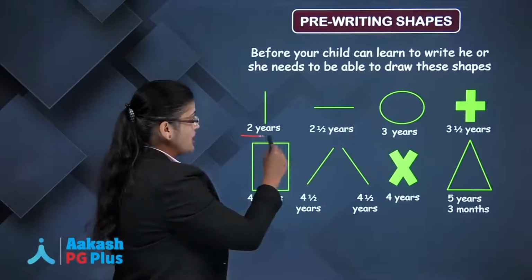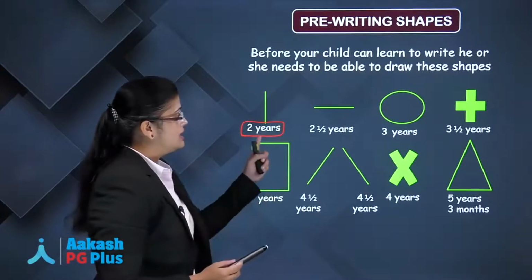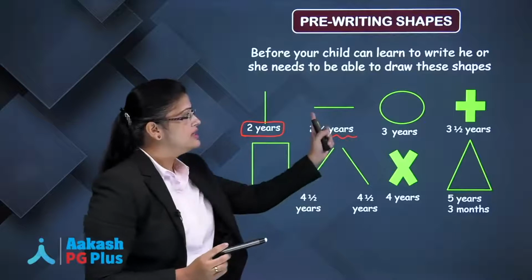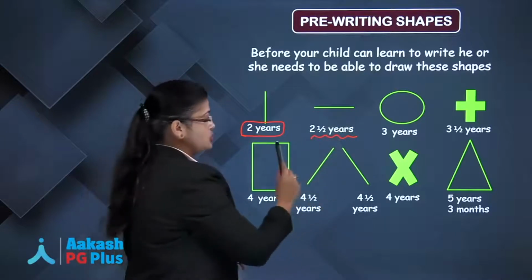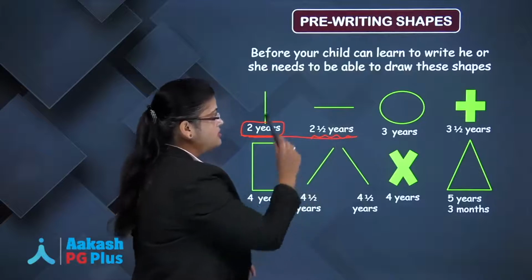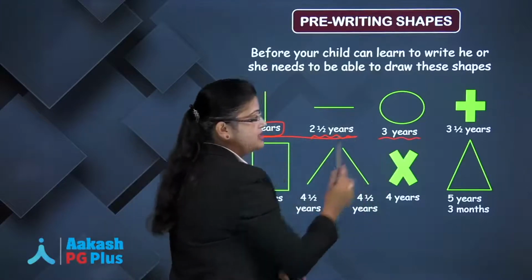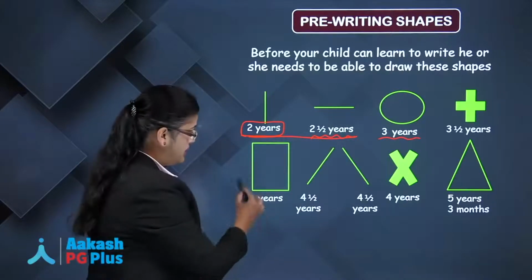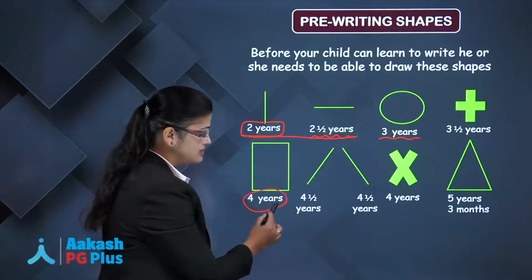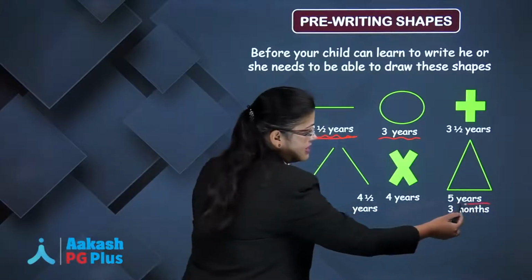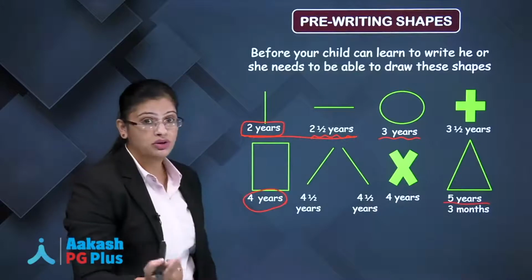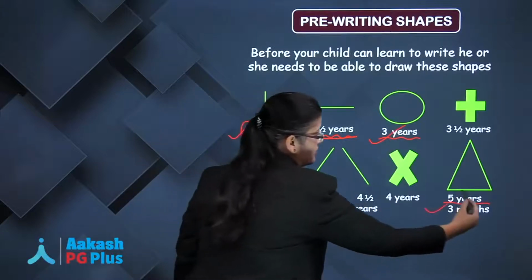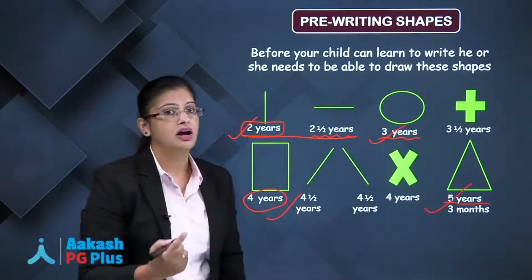By the time the child is 2 years of age, he can make a standing line, and around the same time, that is 2.5 years, he can make a sleeping line. So at 2 years, he is making a horizontal or a vertical line. Then at 3 years, he is able to make a circle, which is again frequently asked in the exam, followed by making a rectangle at around 4 years, and then at 5 years he can make a triangle. Again, the important shapes: 2 years, 3 years, 4 years and 5 years. These are the ones that are frequently asked in the exam.